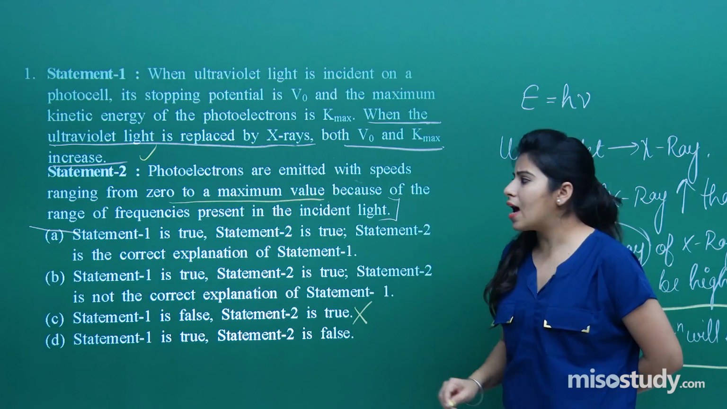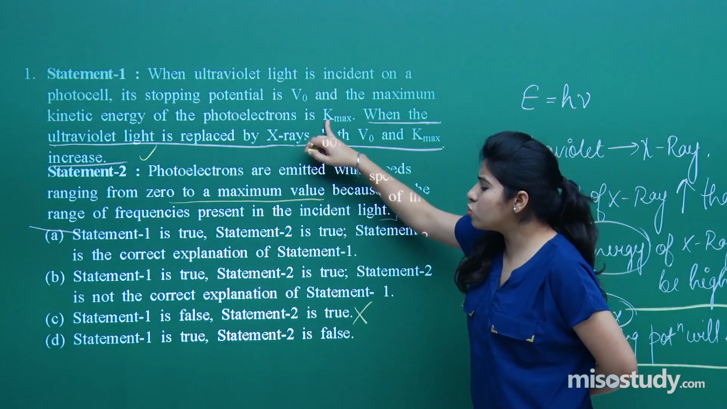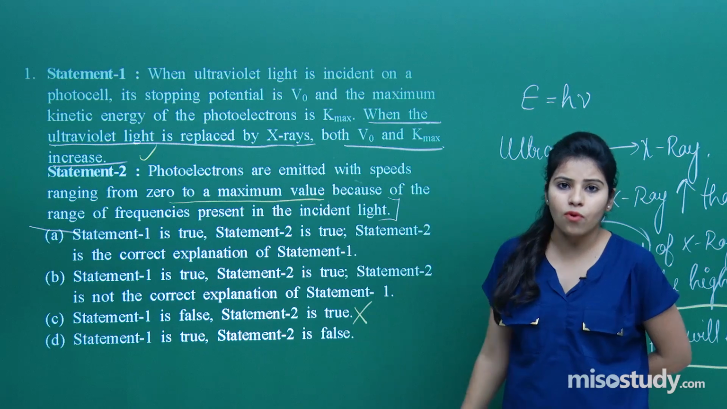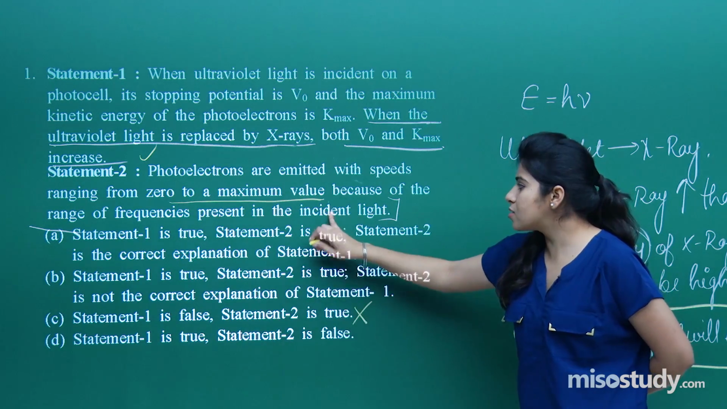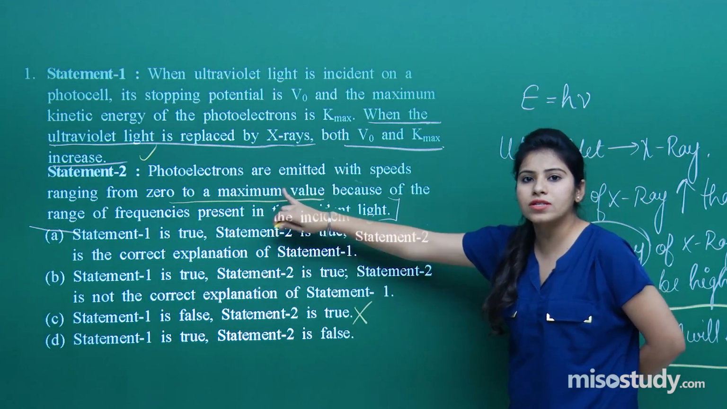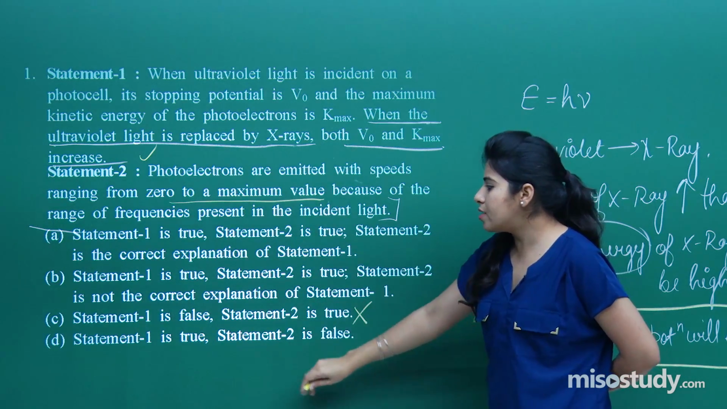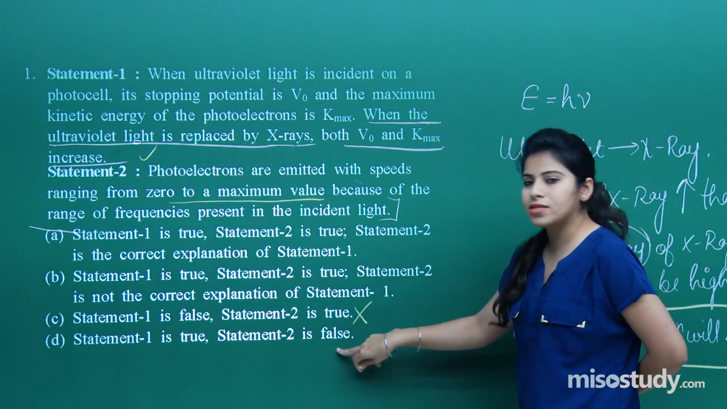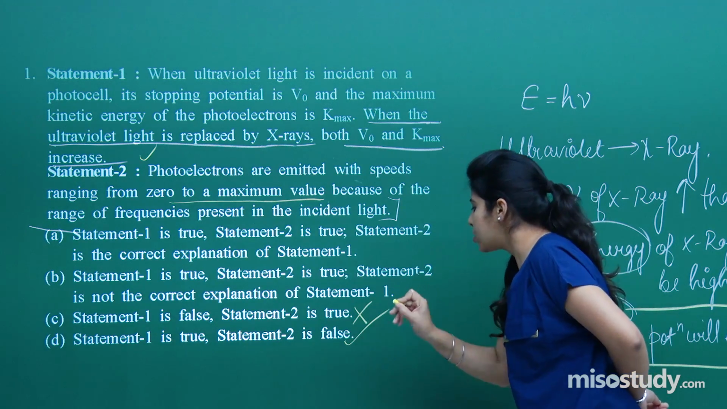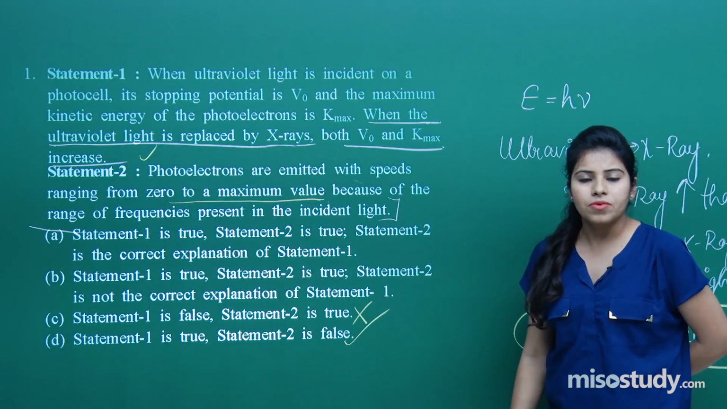So we can say that statement 1 is true, but statement 2 is false, because this is not the correct reason for this statement. This is not supporting this statement. So we can write statement 1 is true and statement 2 is false. So this is the correct answer, right?